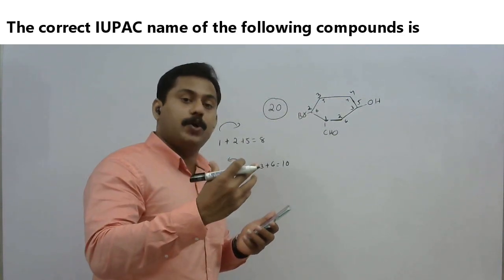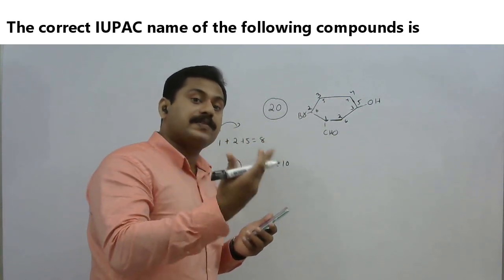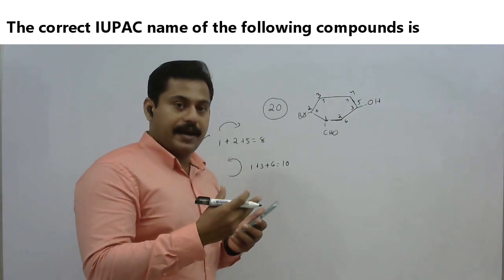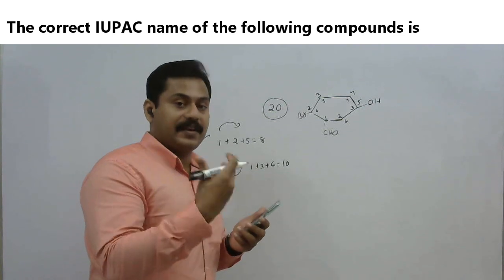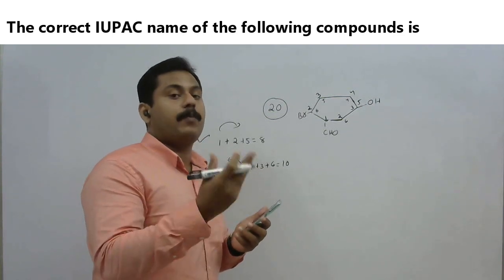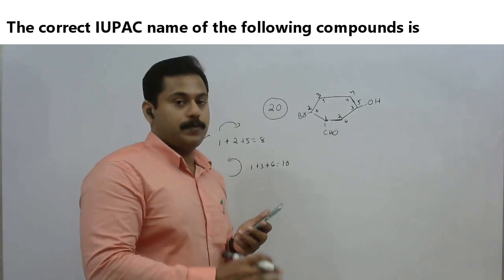Similarly, when an amide group is connected to a ring, carboxamide we have to add. Just as the aldehyde on a ring gives carbaldehyde, when an amide group is linked to a ring, you have to use carboxamide. Okay, thank you.